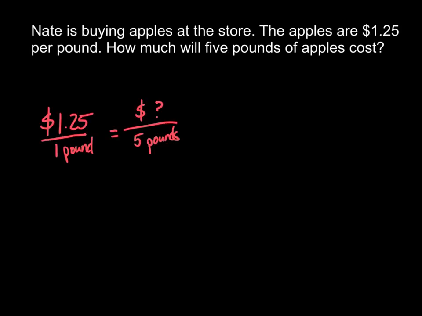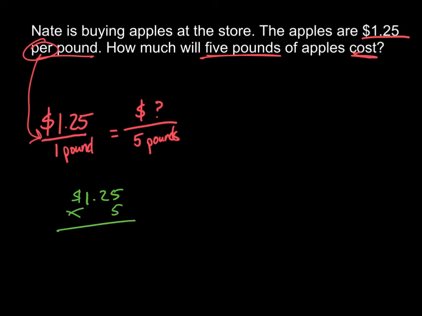The first thing that I did is I started with my ratio, and I need to know there's $1.25 per pound, and remember we said that per can be this fraction bar here. And then we also know that we have 5 pounds, and we're looking for the cost. So we have $1.25 per pound, and we're looking at what it's going to be for 5 pounds. And I know that to get from 1 pound to 5 pounds, I just multiply by 5. So then I can take my $1.25, multiply it by 5, and that gives me $6.25, which is then my solution.